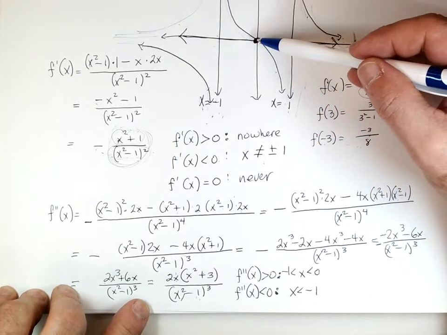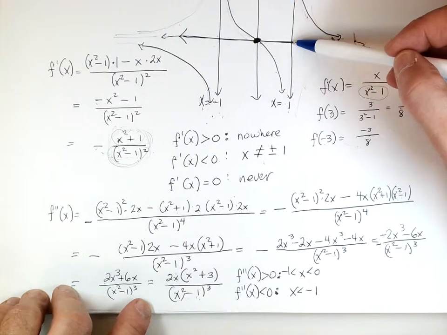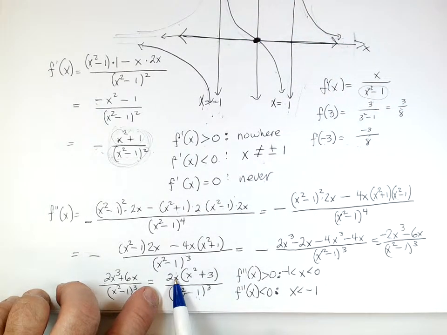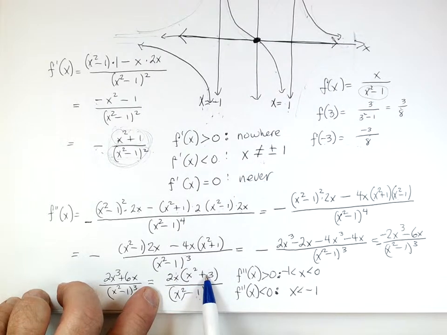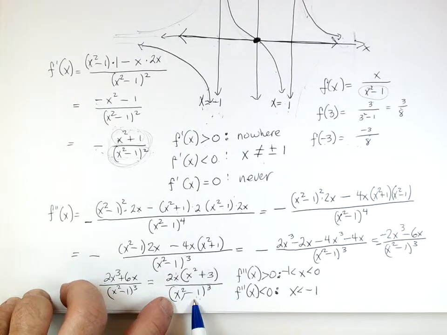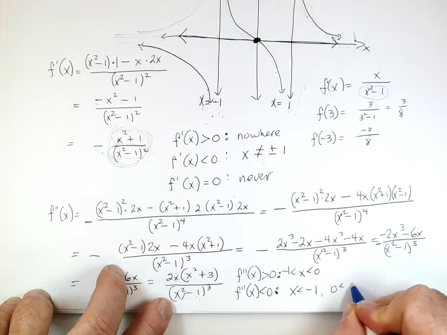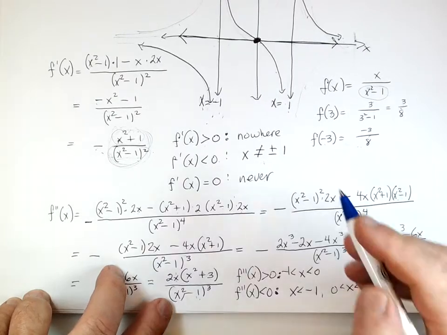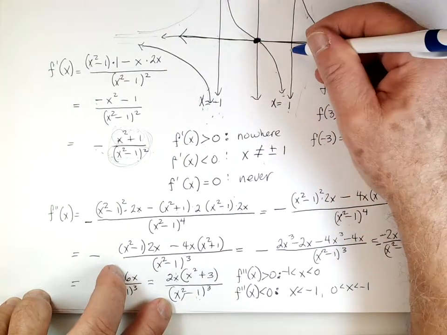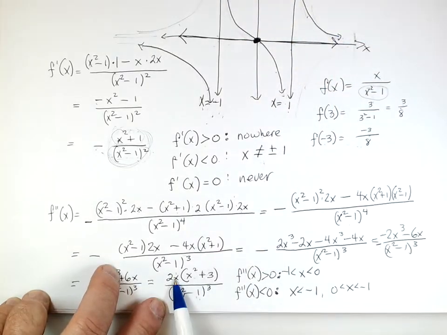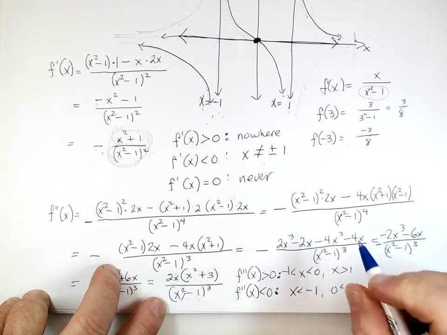Let's take the x's from 0 to 1. Positive, positive, negative, cubed, negative. From 0 to 1, we get a second derivative that is negative. Positive, positive, negative is negative. Okay? And we have concave down. And when x is greater than 1, what do we have? Positive, positive, positive, positive. Concave up.